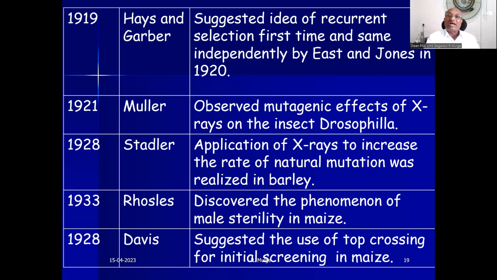So this X-ray is going to have that effect, right? The mutagenic effects of X-rays in the insect Drosophila were observed. So that means there are some agents which can bring about change, mutations. In 1928, Stadler realized the application of X-rays to increase the rate of natural mutation in barley. So this has a mutagenic effect, and why can't we use it for increasing the rates of mutations? If it is for a good cause, that possibility was brought out by Stadler in 1920.